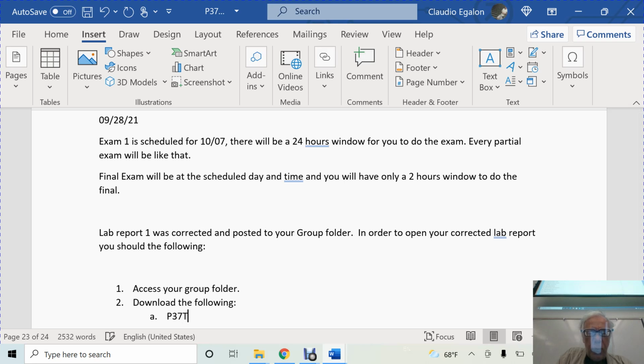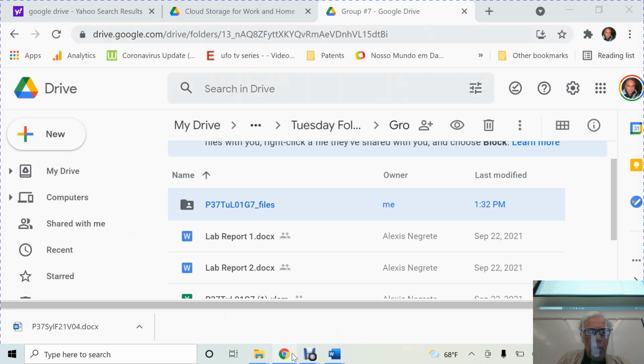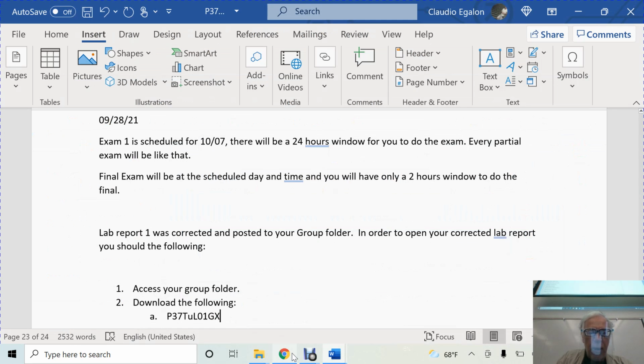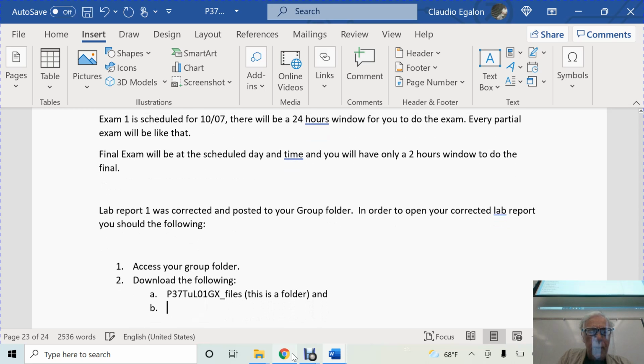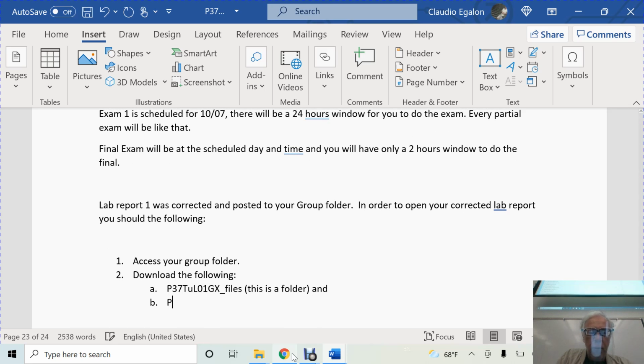Let's say Tuesday, right? That's for the Tuesday session. L01 group. I'm gonna put group X here, and then it's called folder. No, file underscore file. Download the following. This is a folder. And there is something else you gotta download.